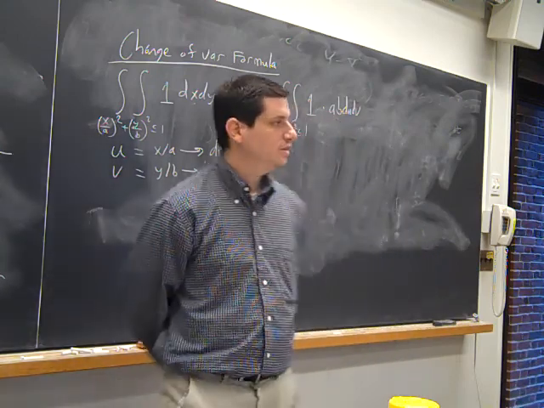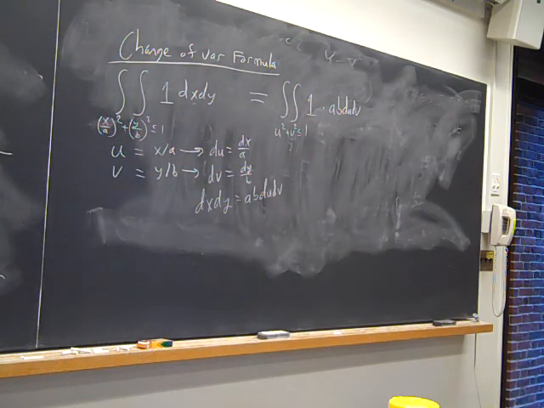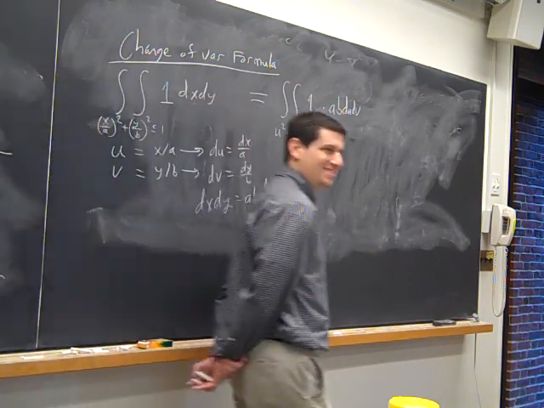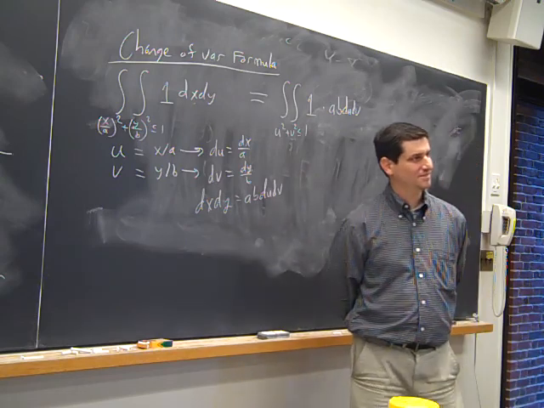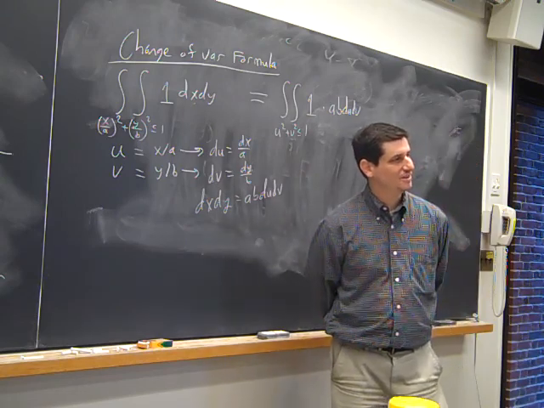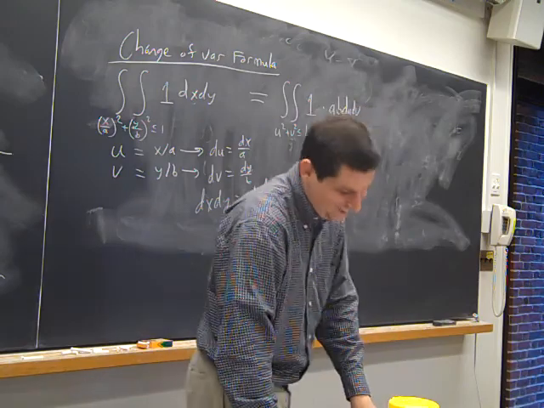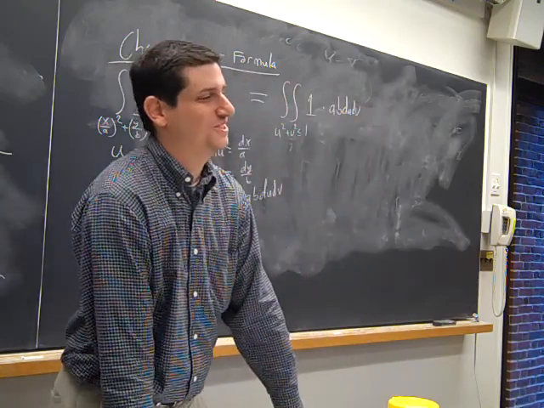So now I'm just integrating the function ab over the unit circle. What's the area of the unit circle? Sorry? What's the radius of the unit circle?